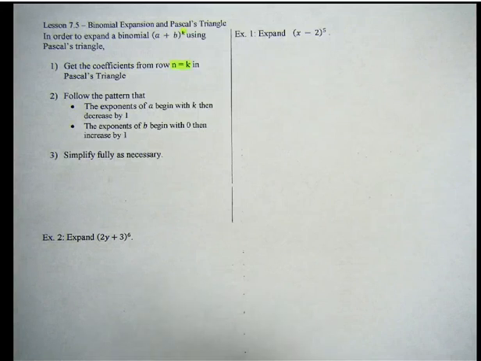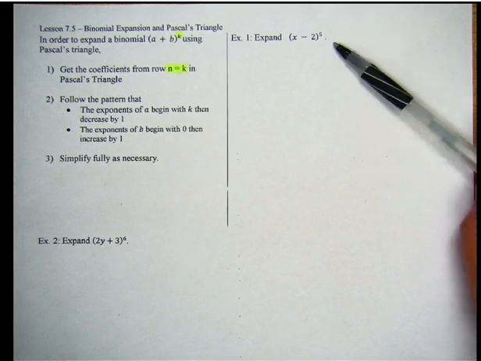Alright, and then afterwards follow the pattern that the exponents of a begin with k, then decrease by 1, and the exponents of b begin with 0, then increase by 1. Let me go over an example over here.